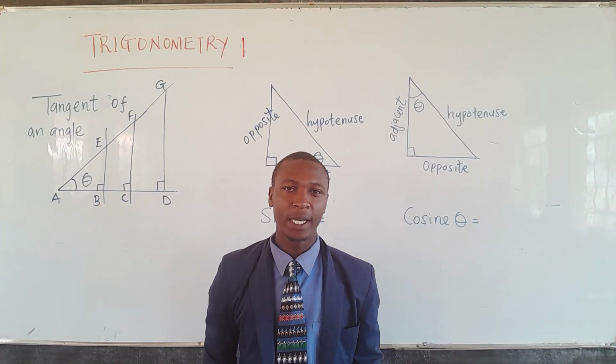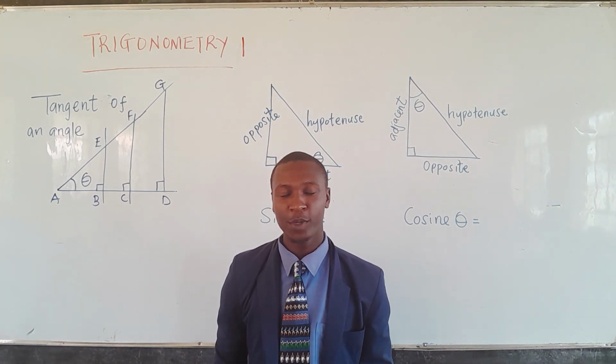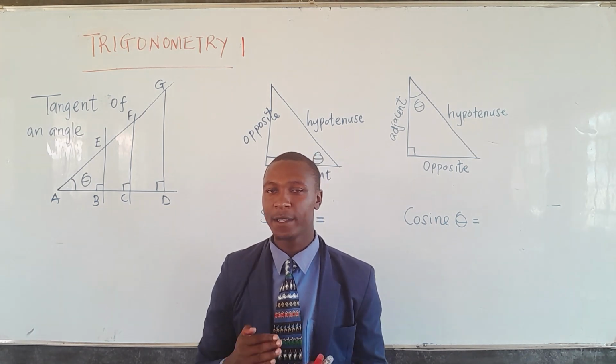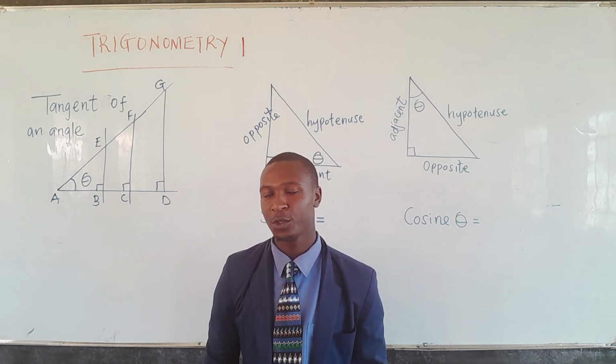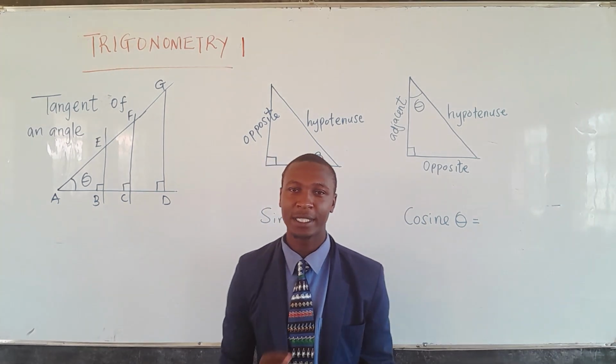Welcome to this video, and here we're going to start a new series, a new topic that is known as trigonometry. We're going to begin with basic trigonometry, and that is the sine, cosine, and the tangents. Those are basic trigonometric ratios or terms that we might find.